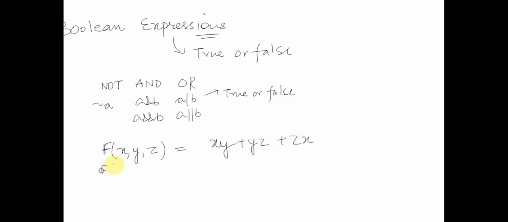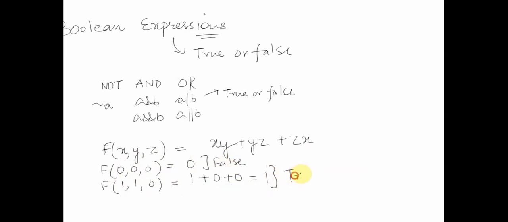This would mean, what is the value of F when all the inputs are 0? It would be 0. How about a situation where X and Y are 1 and Z is 0? So the value would be 1. Right? So we have seen a situation where F, which is an output dependent upon input, depending upon the value of input, would either be true or false. Correct? So this is a Boolean expression.